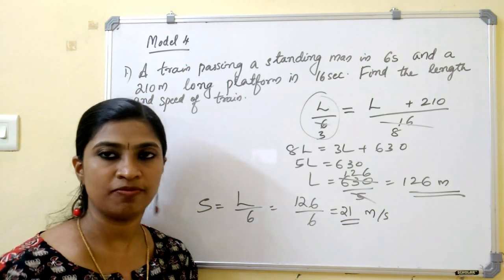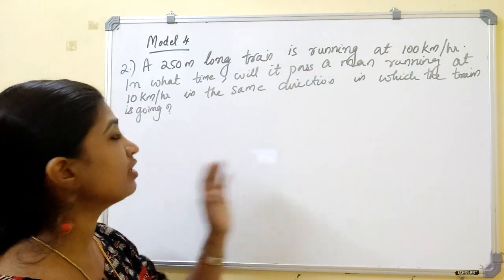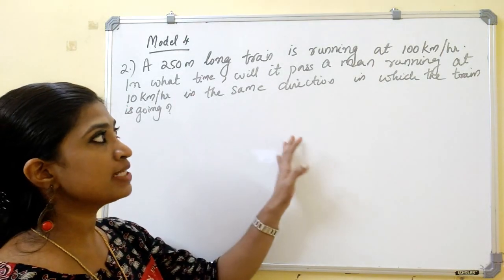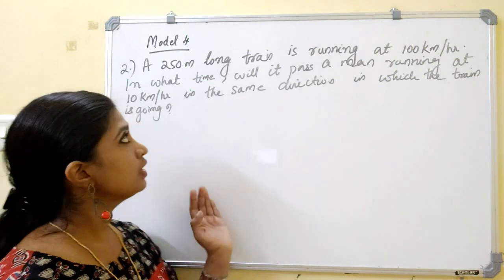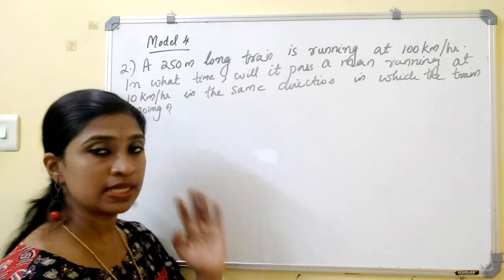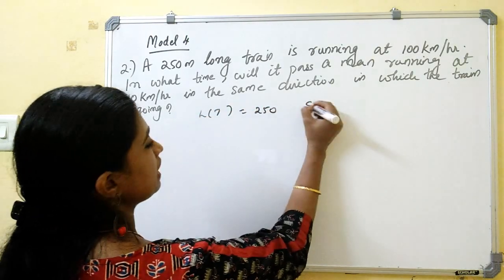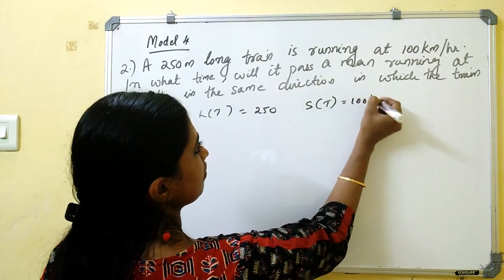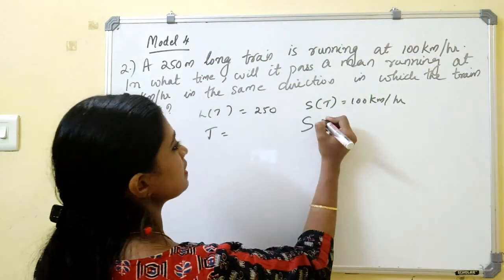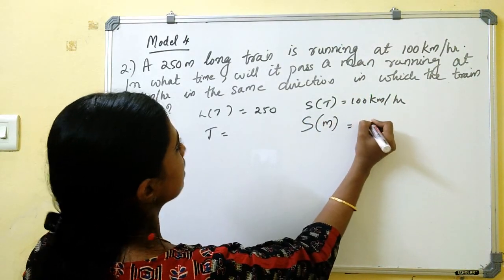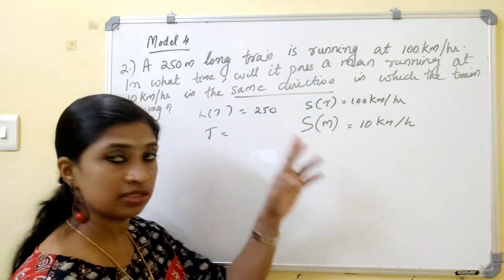Now we can do one more problem from this. This is the next question. A 250-meter long train is running at 100 km per hour. In what time will it pass a man running at 10 km per hour in the same direction in which the train is going? So we are given the length of the train as well as the speed of the train. So length is 250 meters and the speed of the train is 100 km per hour. And we are asked to find the time taken to cross a man who is running with a speed of 10 km per hour in the same direction as the train.